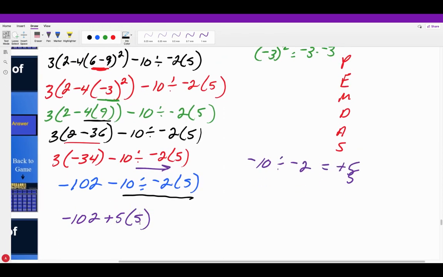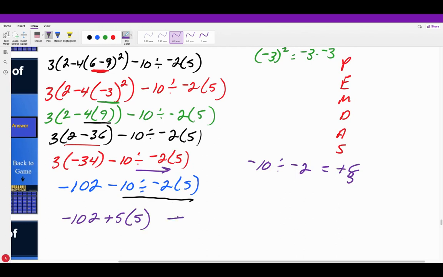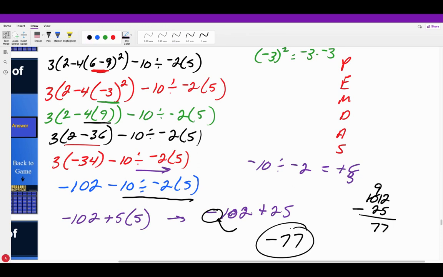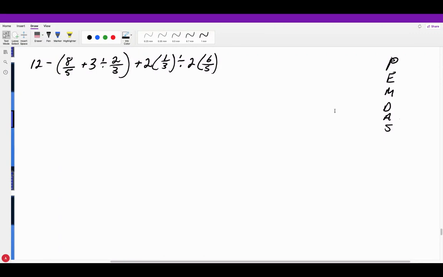And then I need to multiply that 5 times 5. So negative 102 plus 25. And since the signs are different, I will go ahead and do the larger number minus the smaller one. So then from here, I'll borrow from this 10 to give me a 9. So 7 and 7. And since the larger number was negative, my final answer would be negative. So it's negative 77.